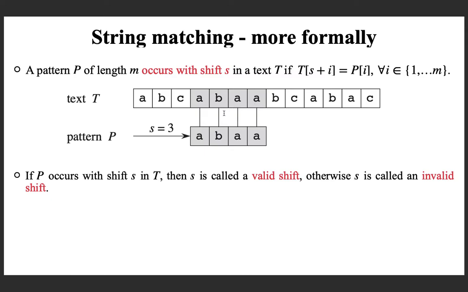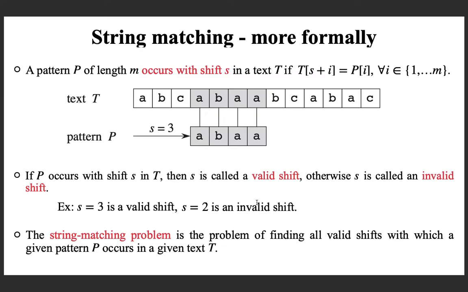And if P occurs with the shift S in T, then it is called a valid shift. For example, S equal to 3 is a valid shift because after 3, the next 4 characters match the 4 characters in the pattern. Otherwise it is called an invalid shift. If that is not the case for a given shift, it is called an invalid shift. So these are concepts that the algorithm is going to use.